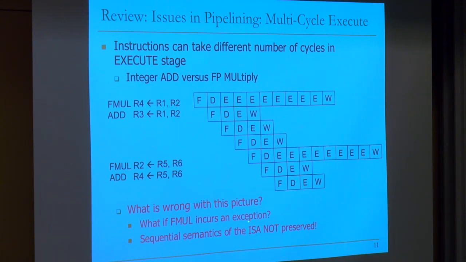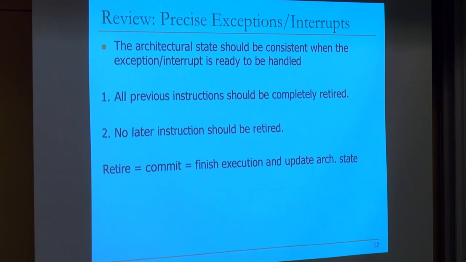But we do want to keep the sequential semantics. We do want to have precise exceptions because of the reasons we discussed earlier. I'm not going to go through that, but I'm going to review the precise exceptions interrupts. What does that mean? Well, it means that the architectural state of the machine should be consistent when the machine is ready to handle an exception. All previous instructions should be completely retired, and no later instruction should be retired or should have updated the architectural state. That's what retire means.